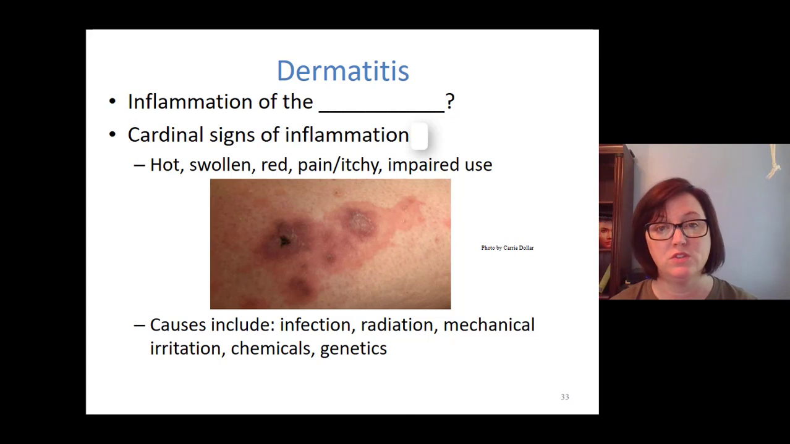The pain or itchiness is due to certain compounds that are released during the inflammatory process, right? And the impaired use is mostly just because you have an area that's been damaged and it's painful and you don't want to use it.